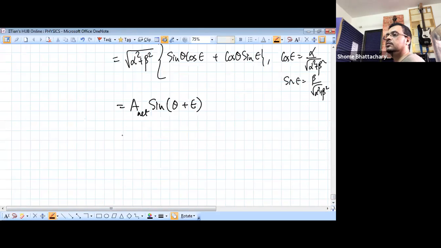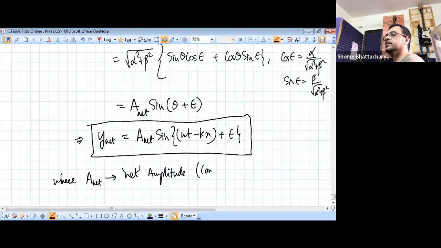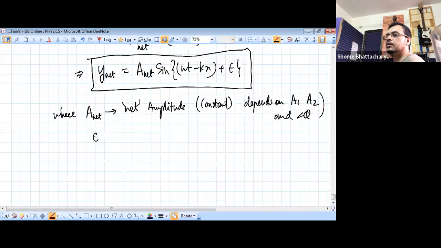Now let's recall that theta was nothing but omega t minus kx, plus we have this term epsilon. So the resultant wave equation, coming from the superposition of those two, becomes like this, where now A net is a constant. It is the net amplitude, which is obviously a constant, and that depends on the individual amplitudes A1, A2, and the phase difference delta phi. We'll substitute in terms of alpha, beta and so on, and see next what it is. Similarly, epsilon is also a constant, and this constant depends, again, on these three terms: A1, A2, and the phase difference delta phi.